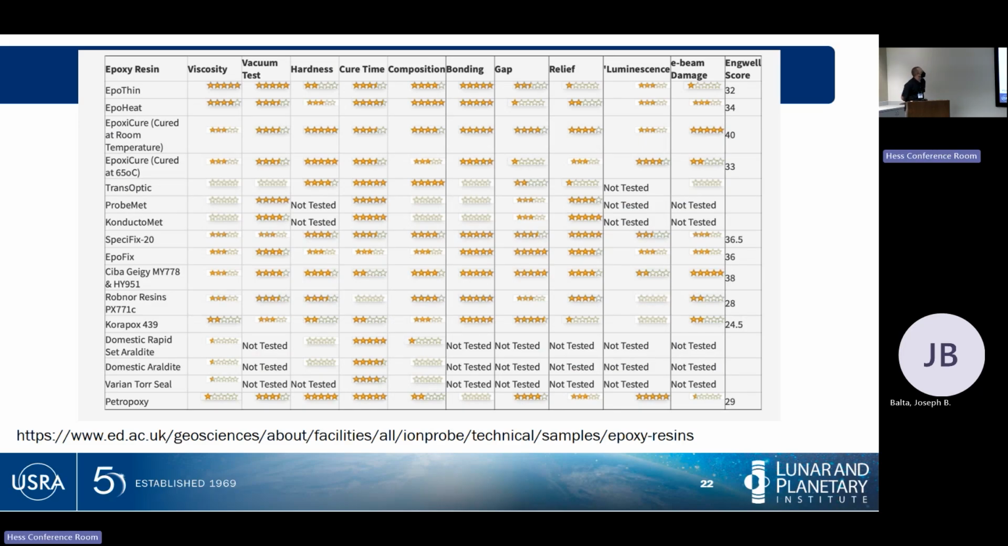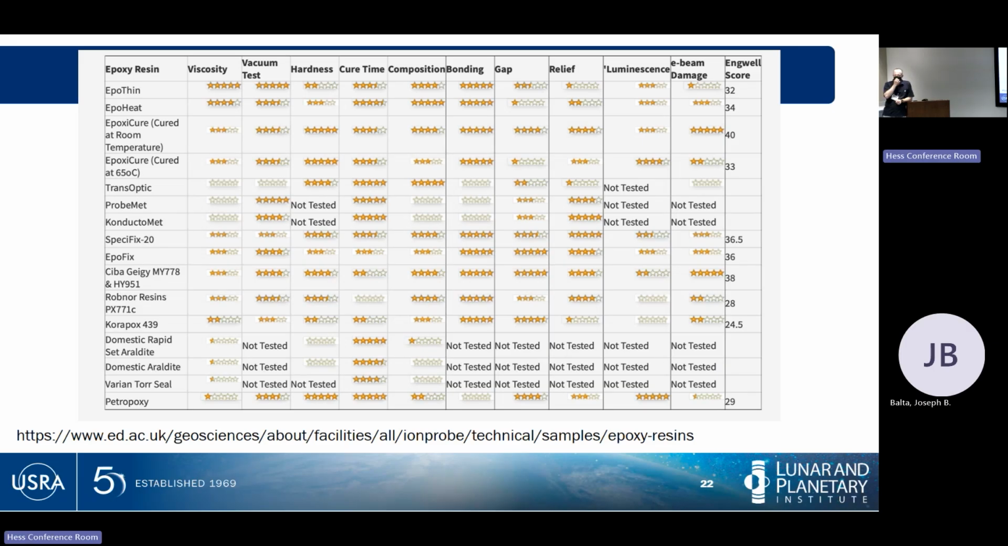All right, this I stole from a lab in the UK. It's a list of 20 some different epoxies and what they measured on each of them. There's an overall score. Some of them give a higher hardness. Some of them have a quicker cure time. Some of them are more effective at relief on surfaces. Some of them are more effective for viscosity.